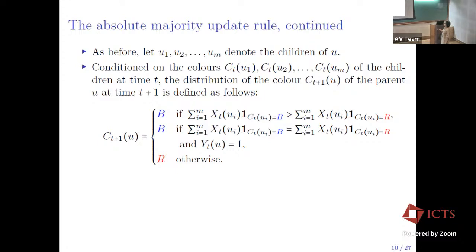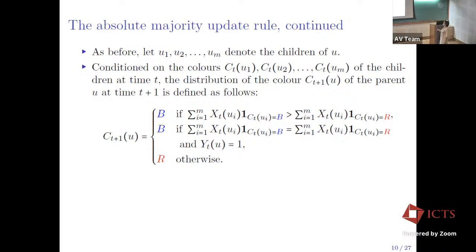What does this mean? This is 1 only when the color of ui is blue and the coin toss performed by ui at time step t is a success. So this counts the number of blue successes among the children of U at time step t. Similarly, this counts the number of red successes among the children of U at time step t. Blue successes simply refers to coin tosses performed by blue vertices resulting in success. I'm just abbreviating it and calling it blue success. So the color of U, the parent vertex, at time step t plus 1 will be blue if the number of blue successes is strictly bigger than the number of red successes among its children. So absolute majority, you're looking at which one exceeds the other.